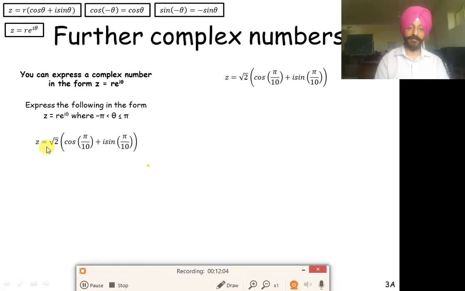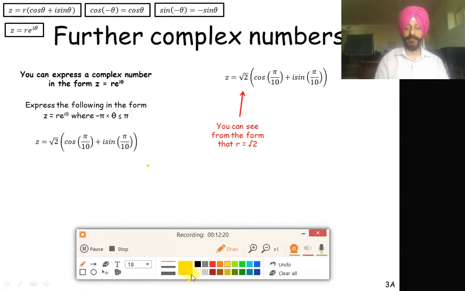the last question. We see that cos minus theta is equal to cos theta and sin minus theta is equal to minus sin theta. So, z is equal to... express the following in this form. Now, we want to show that this number can be represented in this form. We want to write it in this form.